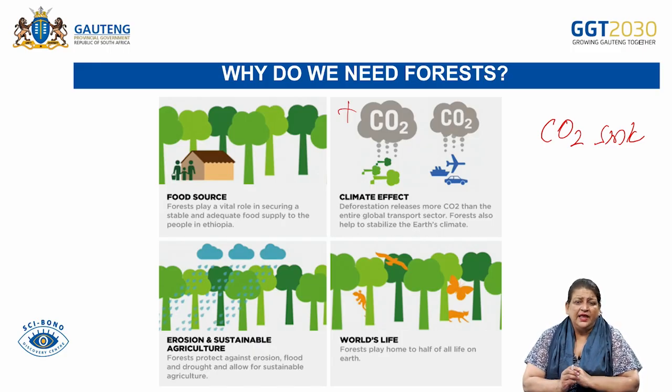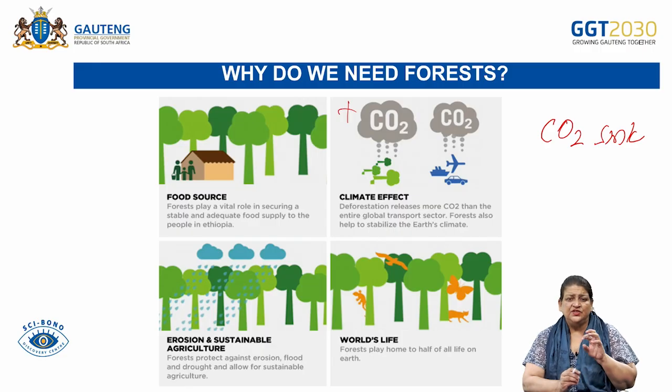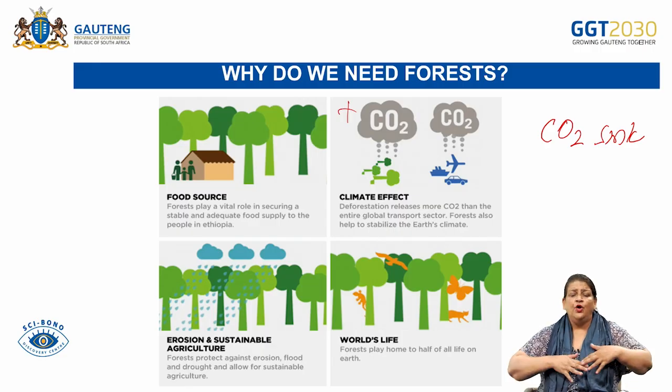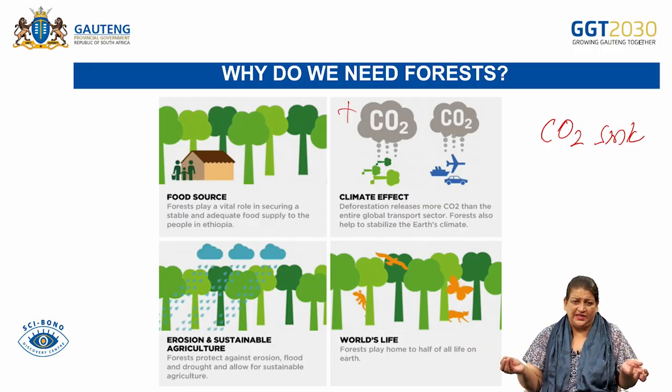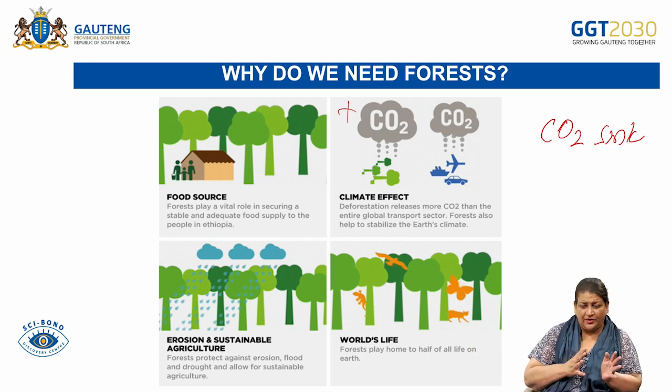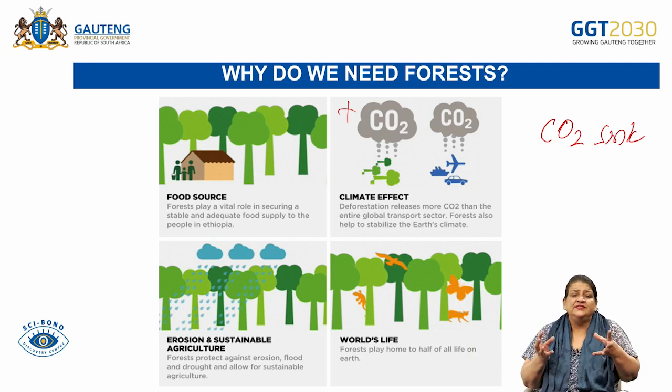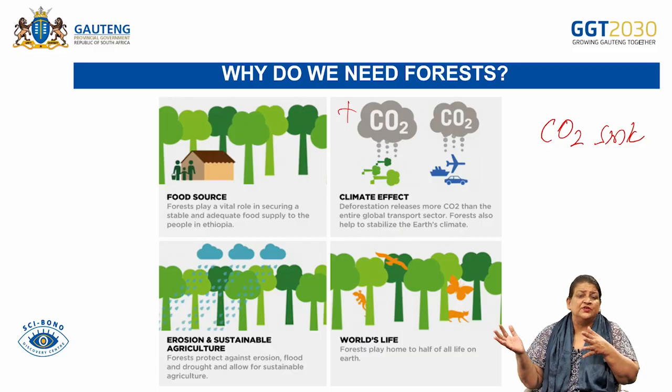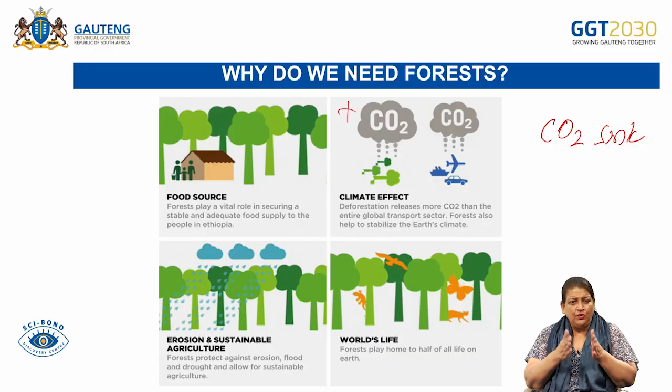Then we also need trees that act as windbreakers. Certain little animals and birds stay in these trees, but they cannot have an open space because they will lose their wings. Now the winds are too strong. Those little insects or birds can lose their wings because the wind is too strong. But if you have trees, they act as windbreakers.